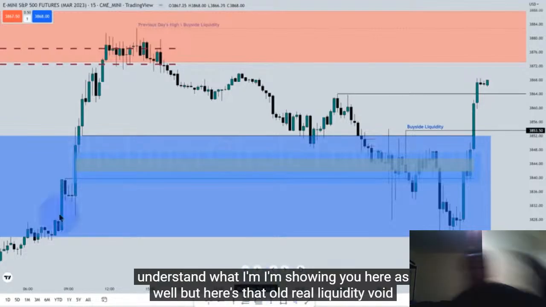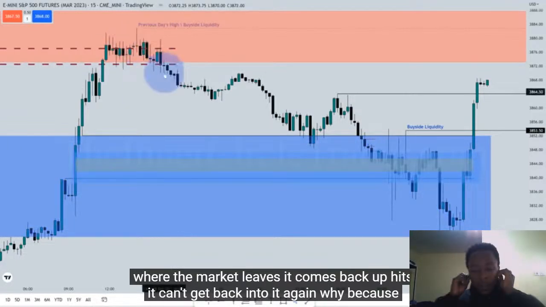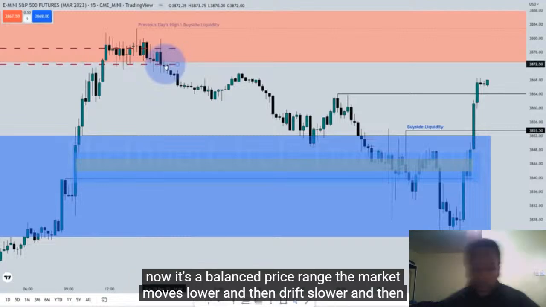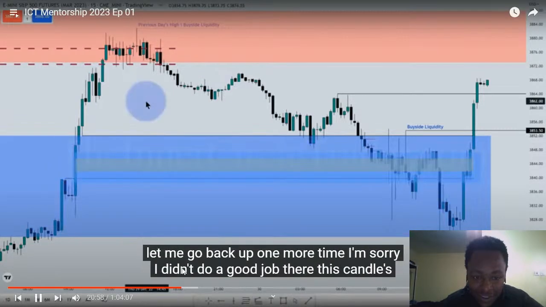But here's that real liquidity void where the market leaves it, comes back up, hits it, can't get back into it again. Why? Because now it's a balanced price range. The market moves lower and then drifts lower. And then we have all of our imbalances now from hourly chart, which was this to this. Let me go back up one more time. I'm sorry, I didn't do a good job there.